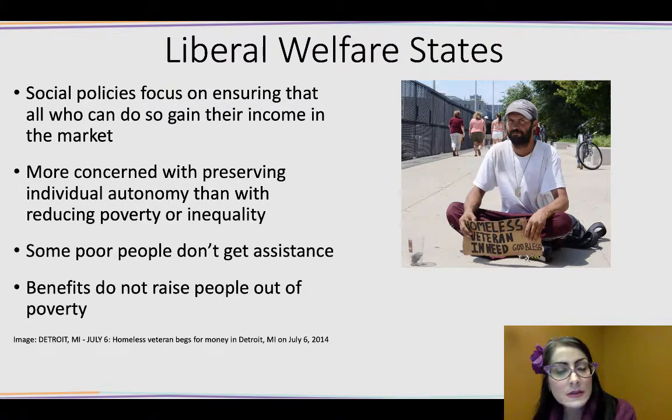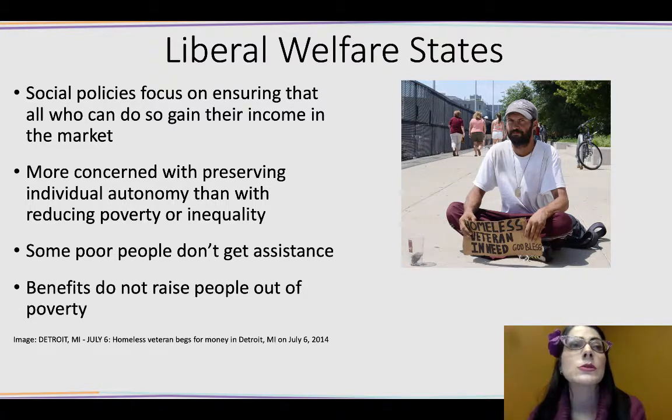Liberal welfare states. Social policies focus on ensuring that all who can do so gain their income in the market, more concerned with preserving individual autonomy than with reducing poverty or inequality. Some poor people don't get assistance. This is one of the main critiques of the liberal welfare state, is that lots of people end up falling through the cracks. You see here I have this picture of a homeless veteran.